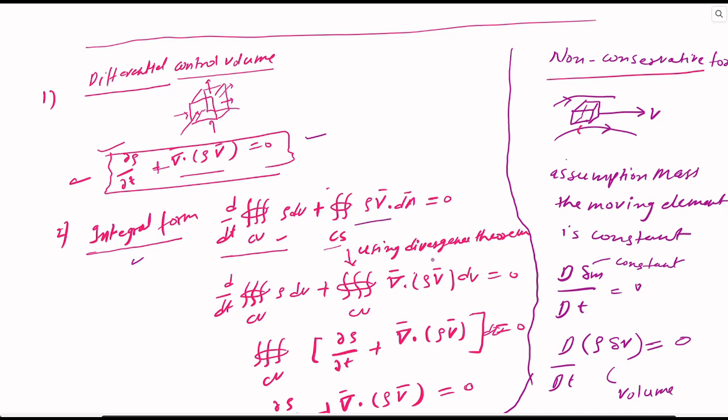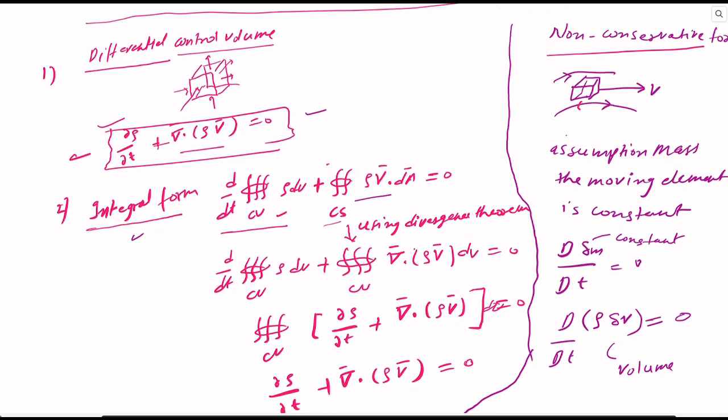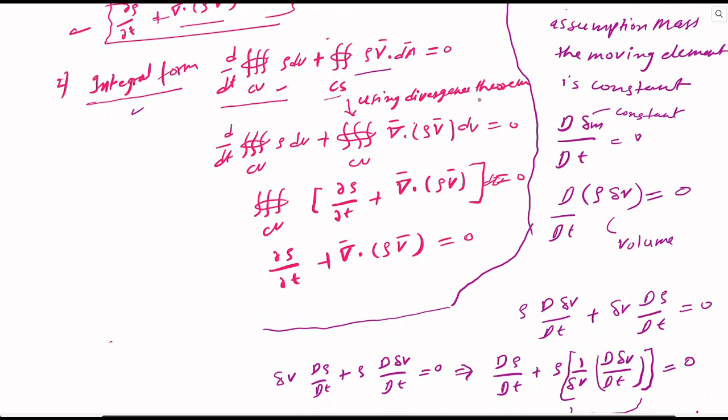When we convert this control surface integral into a control volume integral, the divergence theorem applies. With the help of the divergence theorem, we can write it in this form, and the integration over the control volume, dV, equals 0. So we get the same expression in both differential and integral form.